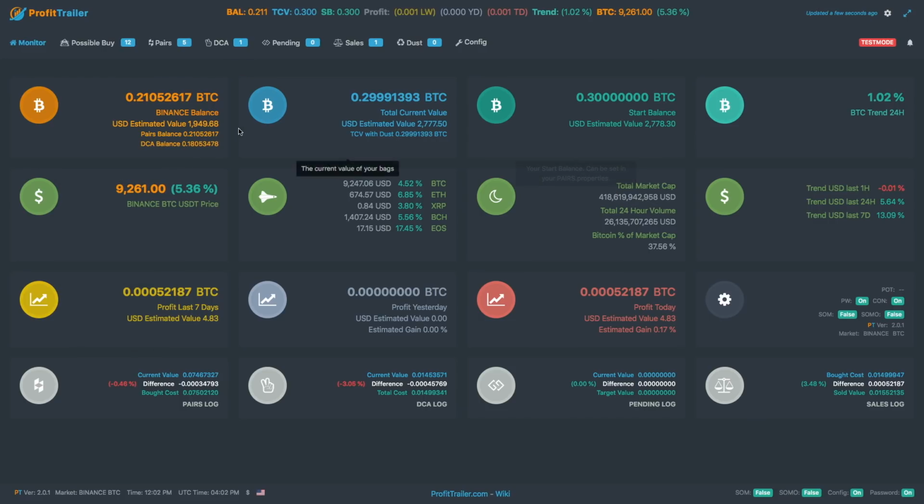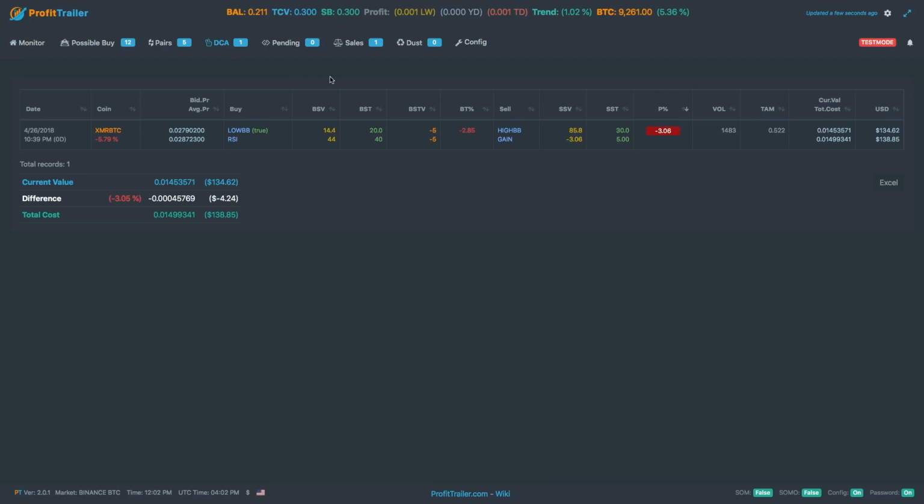From the monitoring screen here, which is what comes up when you launch ProfitTrailer, in the upper menu you see this thing says DCA. If you click on that, it'll take you over to your DCA log. Now we're going to go through this from left to right, and if you don't remember from the pairs file or the pairs configs video, the top of each column does have tooltips, so if you forget what any of these acronyms on here mean, you can just mouse over it and it'll tell you.